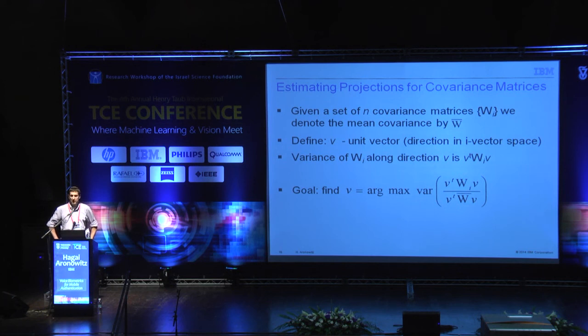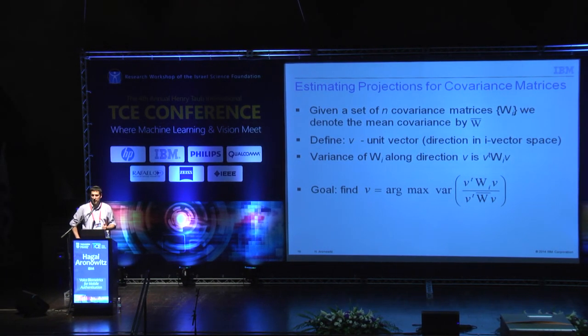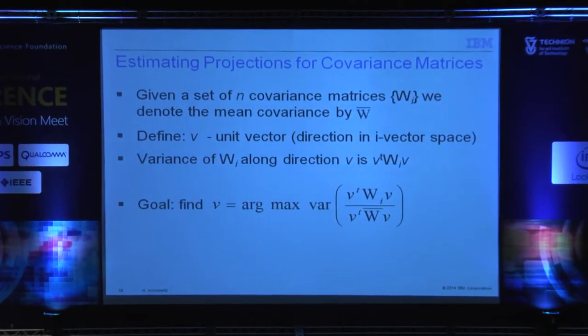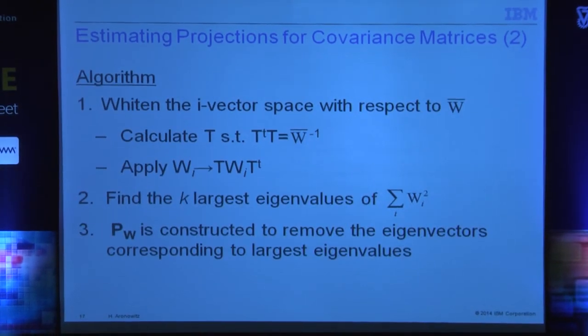Now for B and W, it's a bit more complicated because these are covariance matrices, and we want to find a method to reduce the variability between them by removing some subspace from the i-vector space. So given a set of n covariance matrices, W sub i, we denote the mean covariance matrix by W hat. And we define V, which is a unit vector, a direction in the i-vector space. The goal is to find the V that maximizes the variance of the variances. I won't go into details, but if we have covariance matrices and we pick a direction in the feature space, then we can project everything onto that direction. Instead of having covariance matrices, we have variances, and we can try to find the vector that maximizes the variance of the variances. And this is how it's being done.